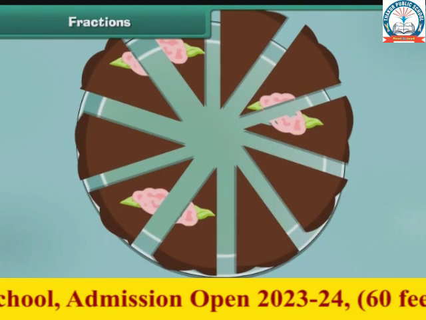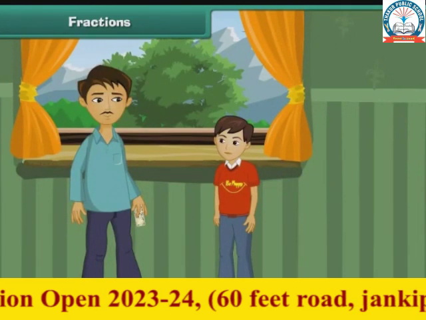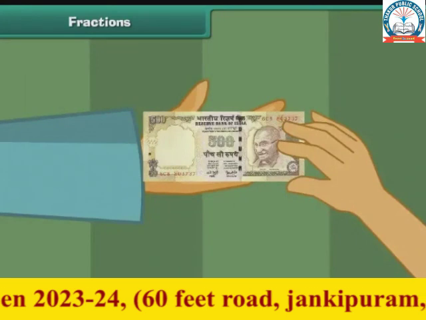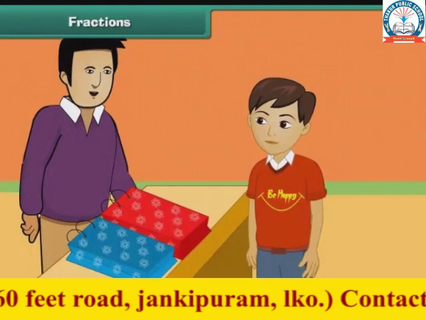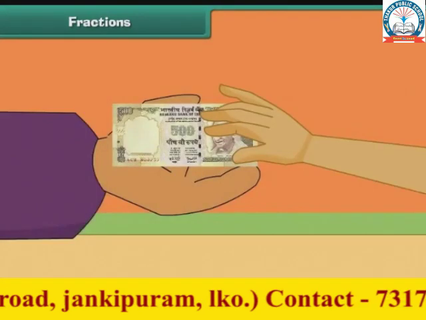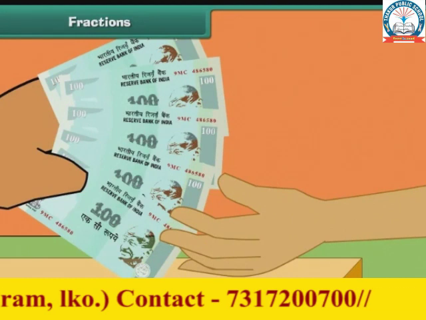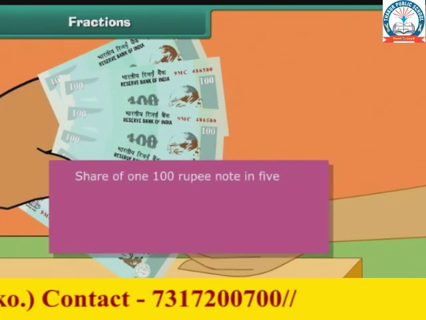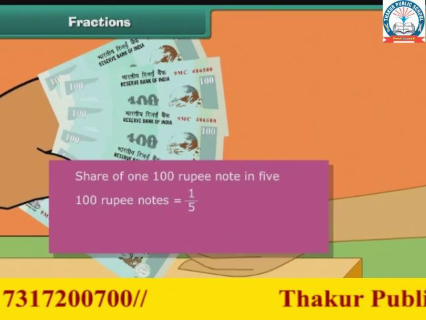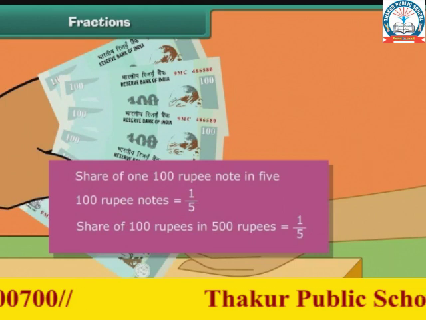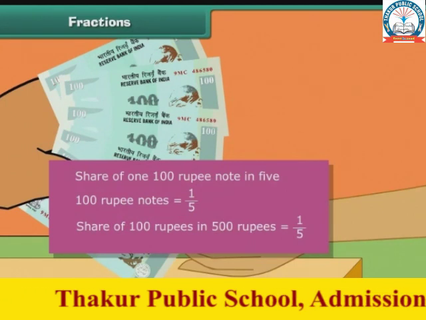Consider another example. Rishabh's father sends him to a nearby shop to get a 500 rupee note exchanged for 100 rupee notes. The shopkeeper accepts the 500 rupee note and gives 5 100 rupee notes in return. Each 100 rupee note is 1 out of the 5 notes. Therefore, 100 rupees constitutes 1/5 of 500 rupees.